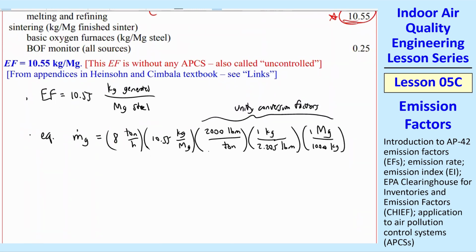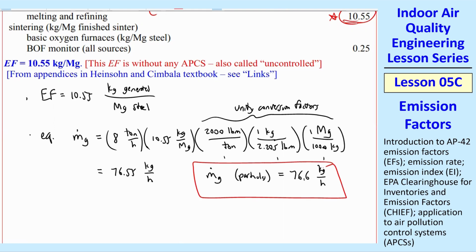In all my courses, I preach to use unity conversion factors, which are all equal to 1. This first one is equal to 1. This is equal to 1. This is equal to 1. So you can multiply these equations by any unity conversion factor you want. So when I plug all this in, you can see that all the units will cancel except kilogram per hour, and I get 76.55 kilogram per hour. So I would write m dot g, and these are of particles, because that's what the EF is talking about, particulate matter that's coming out, to 3 significant digits, even though we really can't justify that many digits, but that's what I'll give my answer to, 76.6 kilogram per hour.